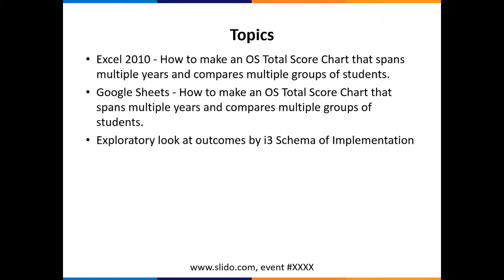And like I said, I already went over what we're going to be talking about today. Our topics today: we're going to talk about how to make that multi-year OS total score chart that compares multiple years and multiple students, and we're going to look at how to do it in Excel 2010 and Google Sheets. And then we are going to take an exploratory look at some outcomes by the i3 Schema of Implementation. Now, I know I have them listed in this specific order on the screen, but I'm actually going to go slightly backwards. I'm going to start with this bottom bullet first, and then we'll jump back up and talk about our Excel stuff.